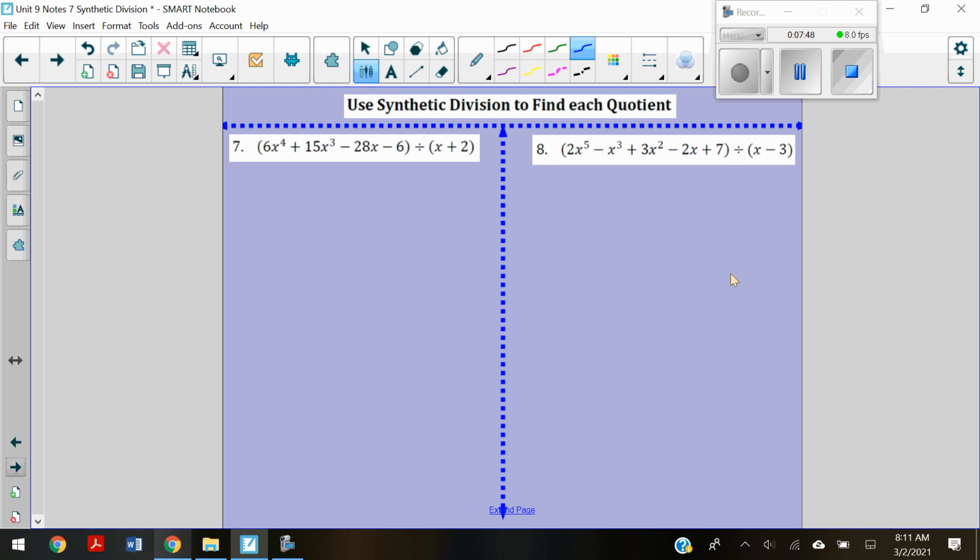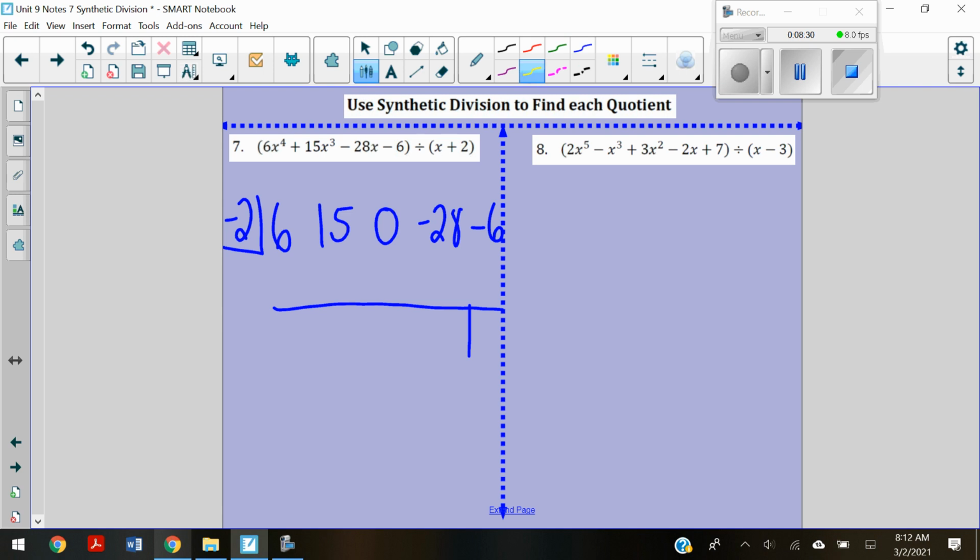If we look here at problem 7, it goes 6x to the 4th, 15x to the 3rd, negative 28x minus 6. So we're missing that x squared term in there. Now, do you remember from your 9.6 notes, the second video I did, we talked about what we need to do if we're missing that term. We're going to put in a placeholder, a 0 placeholder. So we have our negative 2, remember opposite of the divisor. So a 6, 15, oh, here we're going to put in our 0, negative 28, and a minus 6. Draw my line, drop my kickstand.